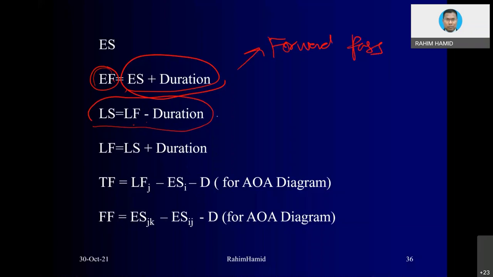Whereas this one you get from backward pass calculation. In terms of formula, total float and free float, I'm going to show you later on when we zoom into AOA diagram and AON diagram in a much simpler way, so as not to get confused, because normally we do not remember the formula. You don't have to remember the formula. You just look at the diagram later on. From the diagram, you understand how this value will be generated.